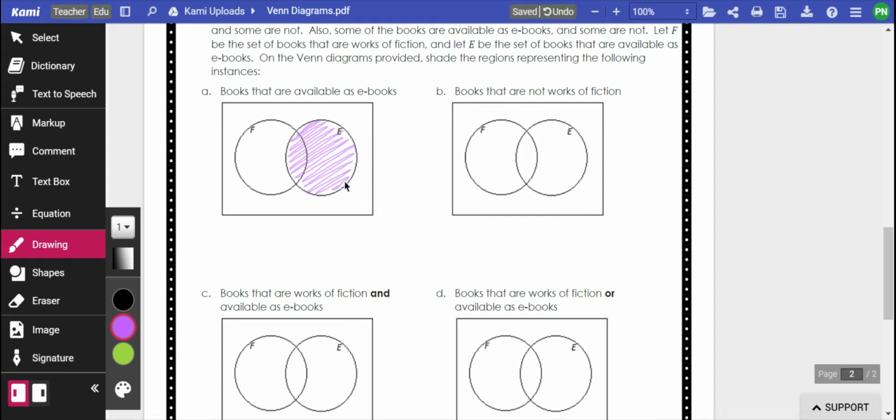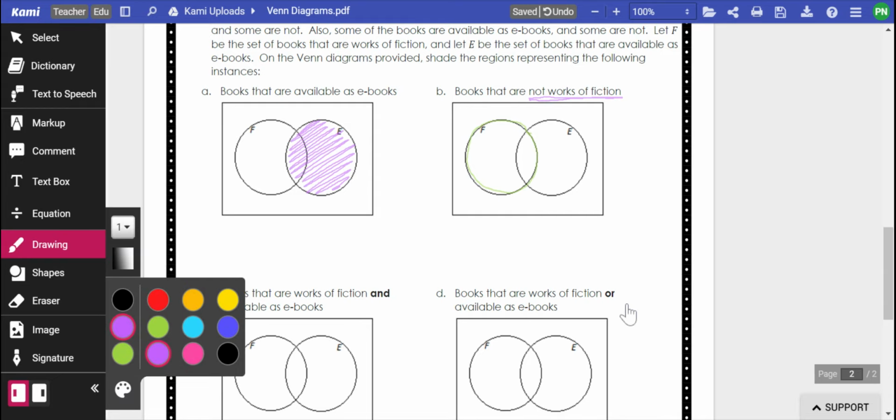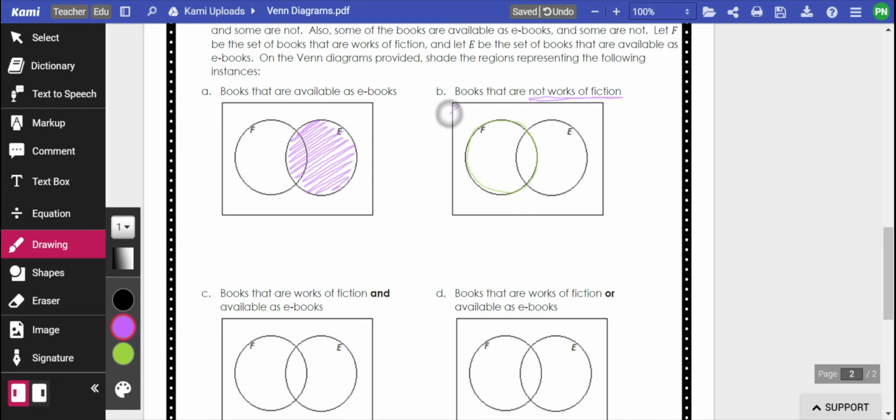Now, books that are not works of fiction. So my fiction books are going to be right here. So that means I want to shade everything that's outside of that circle. So that means I'm including some ebooks that are not considered fiction. They could be nonfiction ebooks. And then everything in the universe, because I could also be looking at autobiographies, for instance.